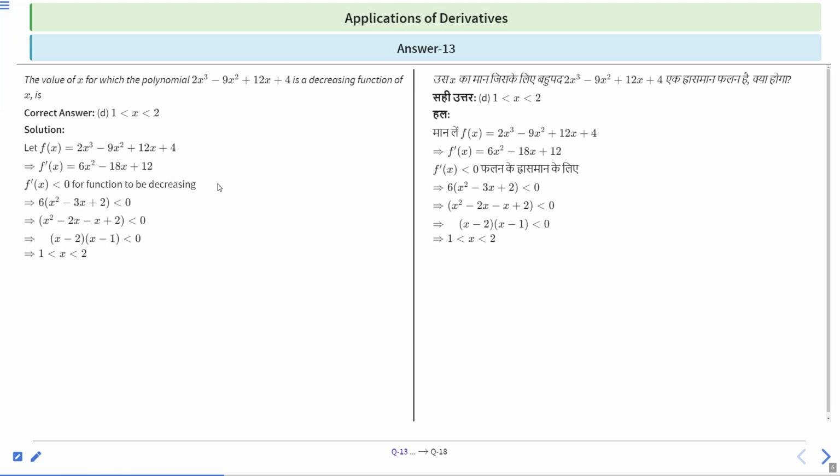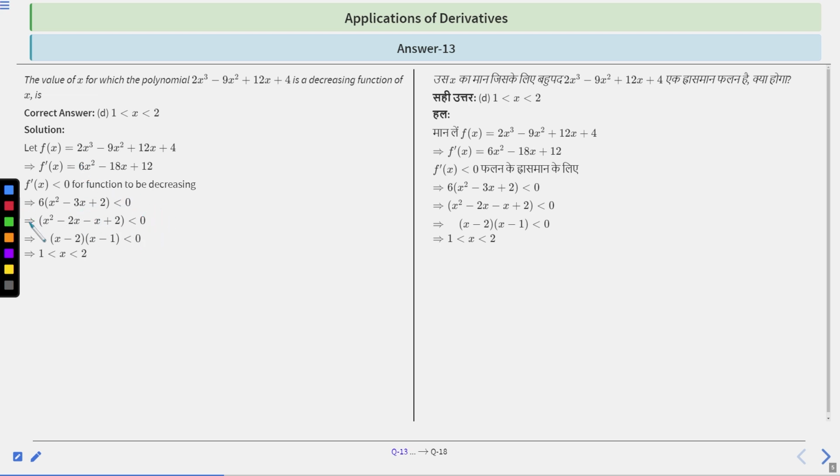Okay, let's move to the solution part. See, let fx is equal to 2x cube minus 9x square plus 12x plus 4. F dash x will be equal to 6x square minus 18x plus 12. Right. Now, if this function is decreasing, f dash x must be less than 0, right, for function to be decreasing. So 6 times x square minus 3x plus 2 less than 0.